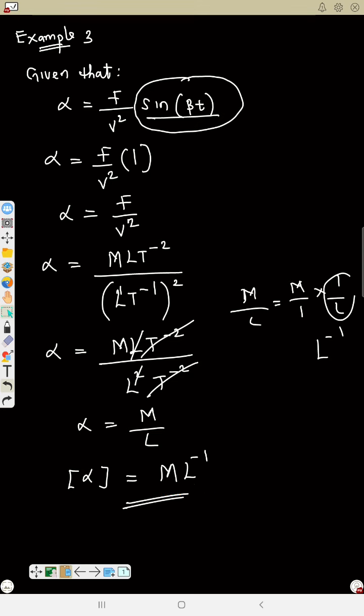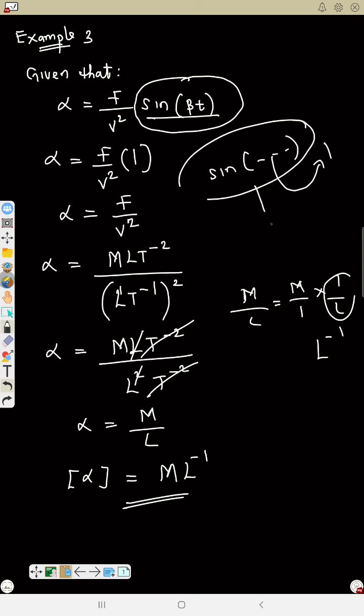So I hope you get the technique. If you have sine, cos, or tan, anything inside is dimensionless, meaning it is equal to 1. The whole expression is also dimensionless, equal to 1. That's what we use in solving this question. Now, let's proceed. Let's see another question.